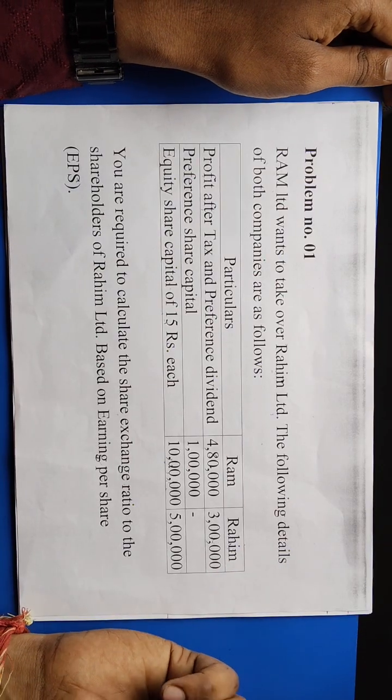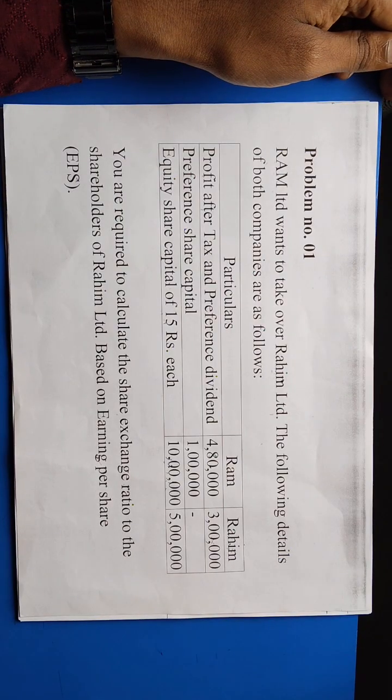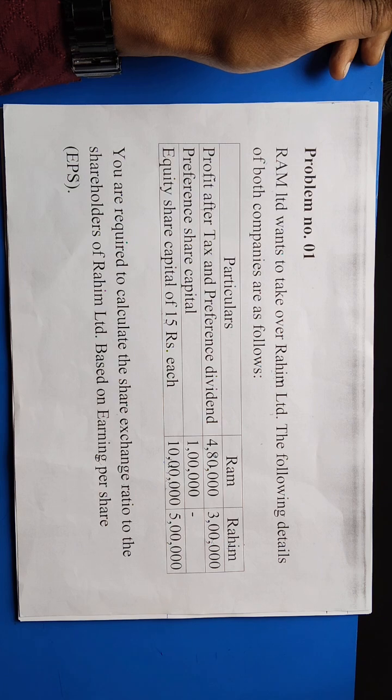One is profit after tax. That means how much profit they earned after deducting all the tax and depreciation and interest and all. So how much money is left over in the business, that money is called net profit or profit after tax. And the second one is preference share capital, and the third one is equity share capital. So the two items belong to capital items.